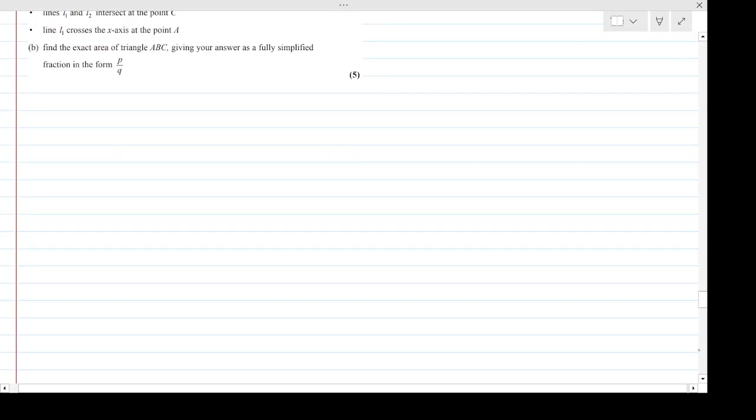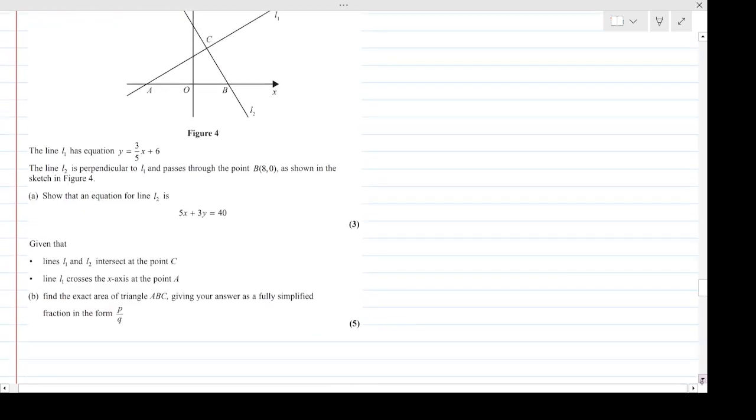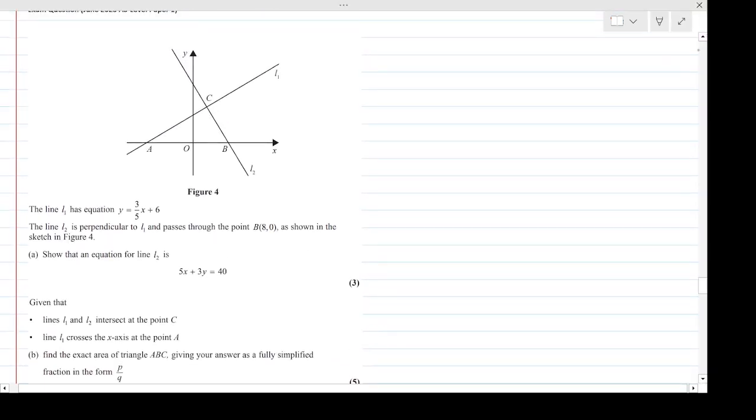Okay, we're going to finish off with this exam question then. Oh, go up there. So we're given a sketch of some lines, and it says the line L1, let me scroll up, the line L1 has equation y is 3 over 5x plus 6. The line L2 is perpendicular to L1 and passes through the point B, which is shown in the sketch. Show that the equation of L2 is 5x plus 3y is 40.